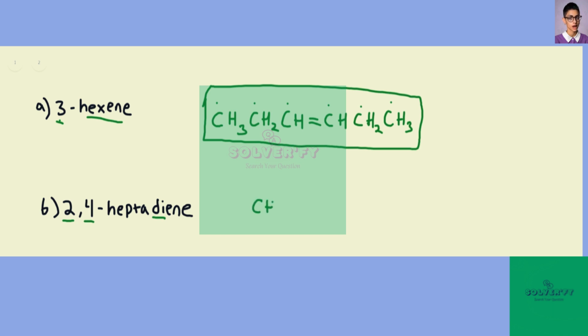So that's my first carbon. That's my second carbon, which is where my first double bond is going to appear. That's my third. That's my fourth. My second double bond appears there. And then there should be 7 carbons in this chain total.